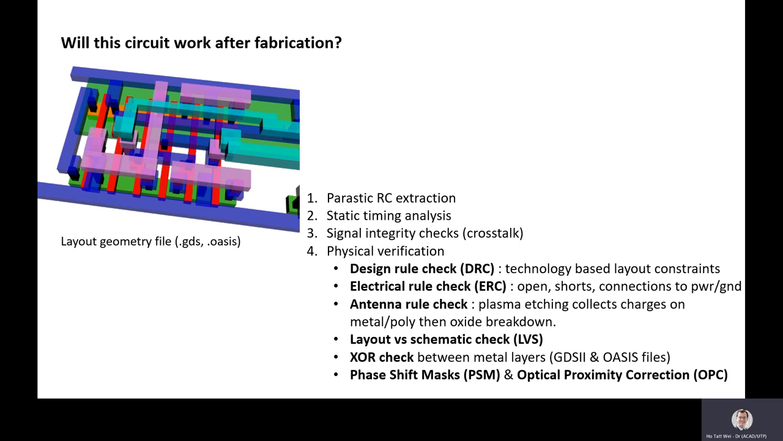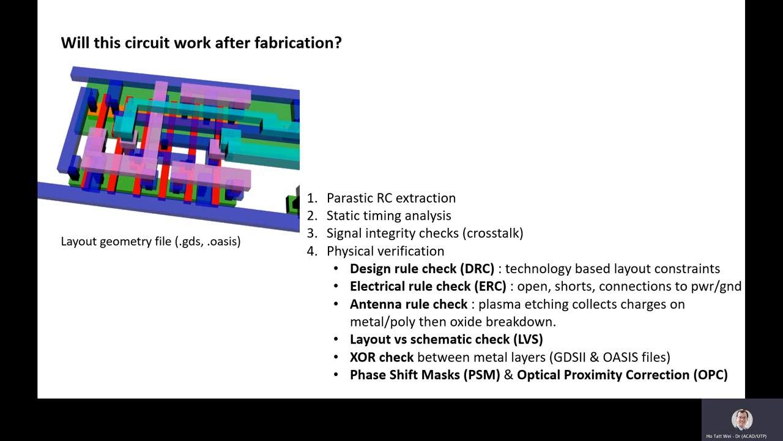Now, after placement, insertion, and routing are completed, you will get a layout geometry file, typically with a .gds or .oasis extension. Okay, this is nothing else but a file that describes the coordinate positions and the dimensions of the N wells, the P wells, and the individual metal layers. And these are the actual dimensions that we use to fabricate the IC in the semiconductor fabrication house. But there are still a series of checks that need to be performed to ensure that this particular geometry, this particular circuit, will work after fabrication.